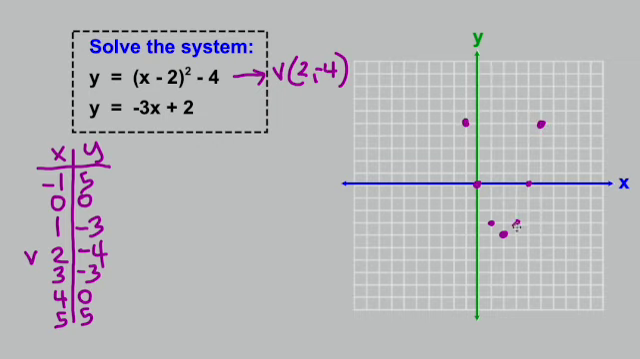So go ahead now, and on your graph paper, let's complete this parabola here. So I'm going to go ahead and make my parabola on this side. I'm going to continue over here. And there it is. So there's my parabola. Now let's go ahead and let's do the line. I'm going to do this in green here.